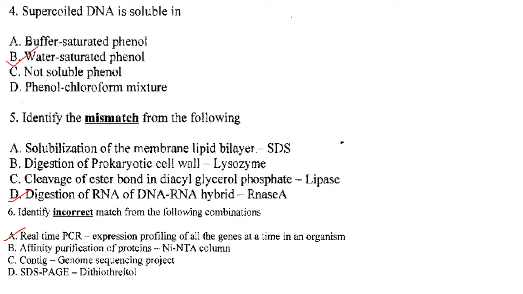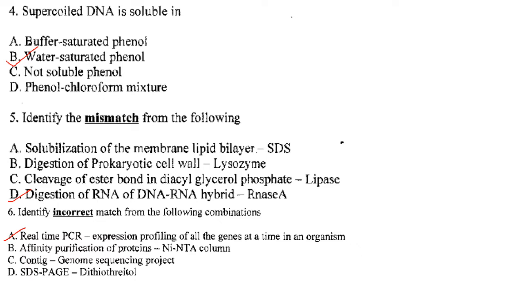Then identify the mismatch from the following. Solubilization of the membrane lipid bilayer, SDS. Digestion of prokaryotic cell wall, lysozyme. That's also correct. Cleavage of ester bond in diacyl glycerol phosphate, that is by lipase. That is also correct. Digestion of RNA of DNA RNA hybrid, RNase A. It is not RNase A, it is RNase H. So the mismatch is option D.